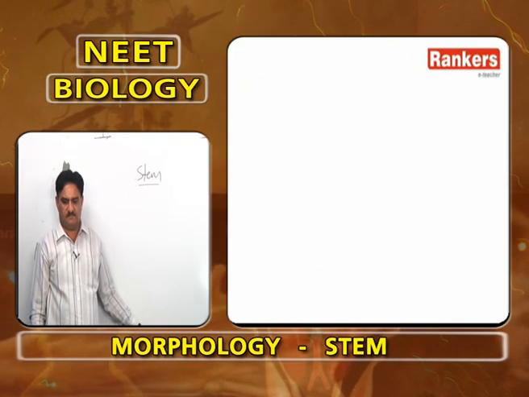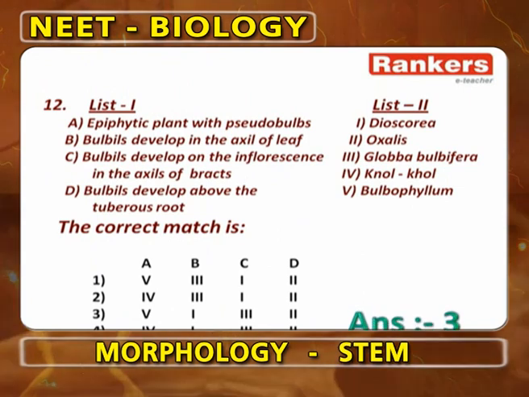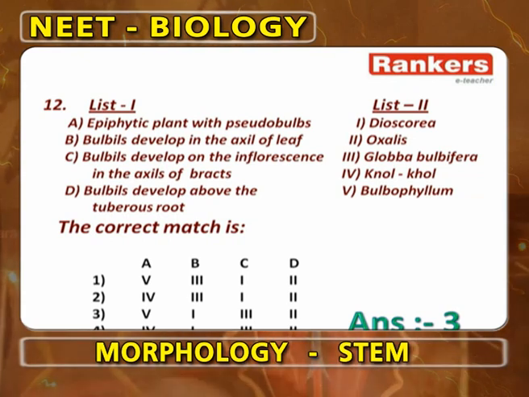Next, epiphytic plant with pseudobulbs is Bulbophyllum. For this, third is the answer, 4, 5, 3, 2. Bulbils develop on the axils of the leaves in Dioscorea. Bulbils develop on the inflorescence at the axils of the bracts in Globba. Bulbils develop above the tuberous roots in Oxalis.